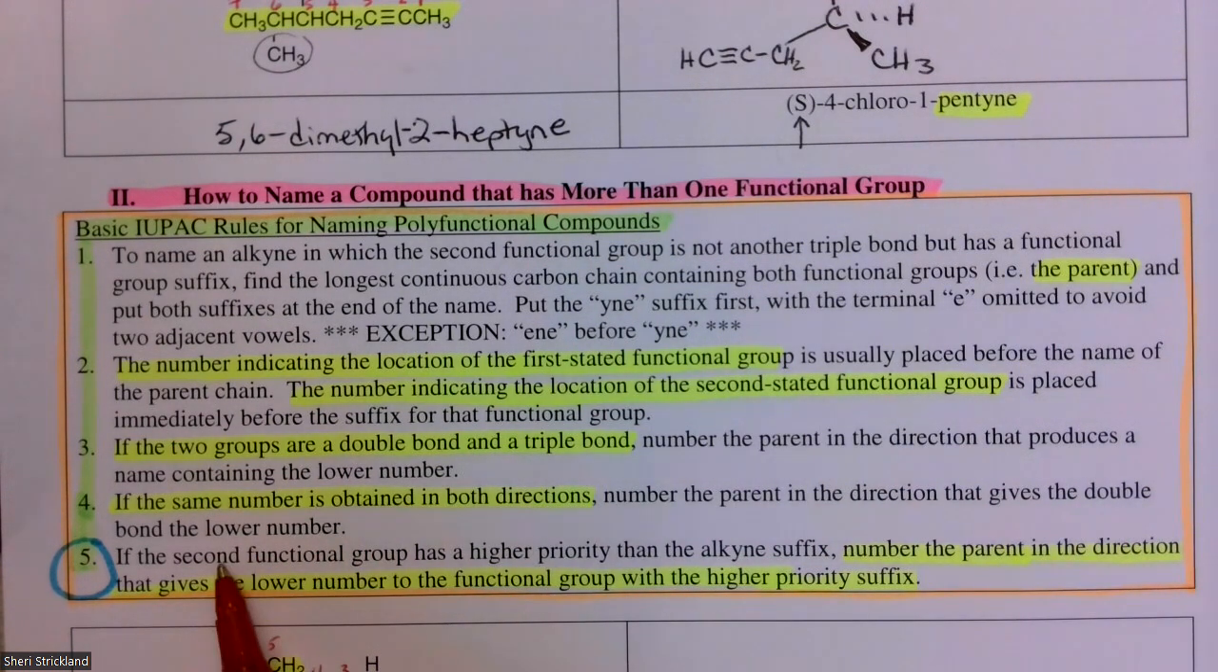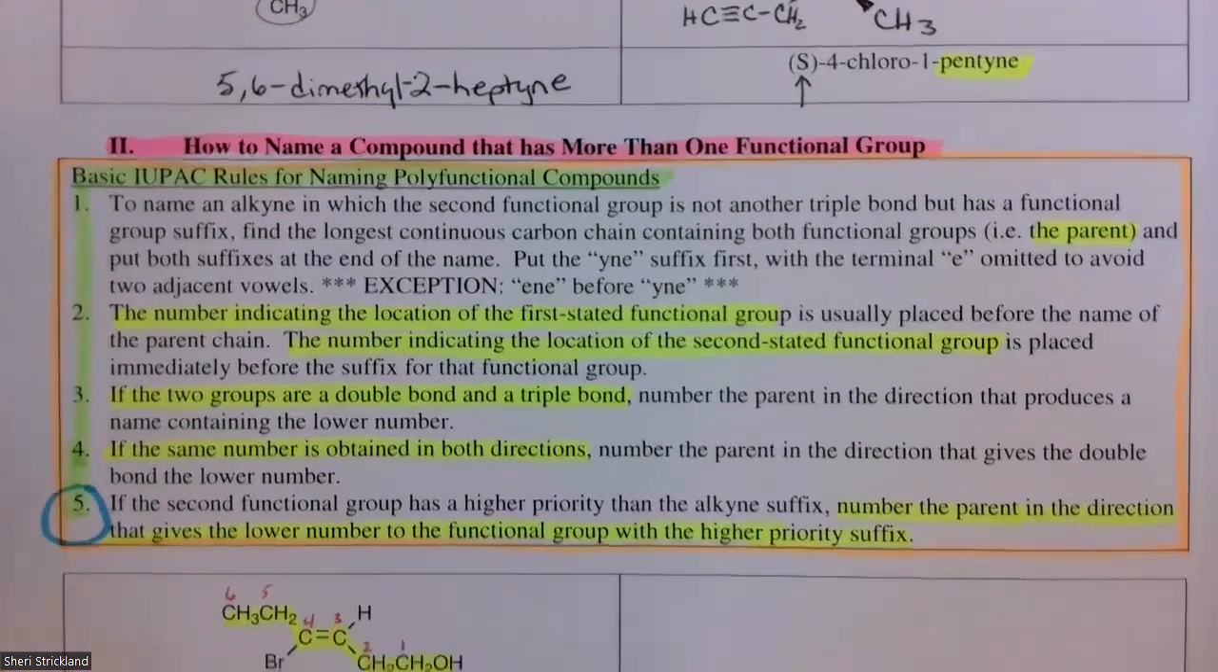Okay, so this last one, I think, is the most general of these five. If the second functional group has a higher priority than the alkyne, you number the parent in the direction that gives the lower number to the functional group with the higher priority suffix. And that's true for any pair of functional groups that get represented in a name by suffixes. So we're going to do a couple down here.